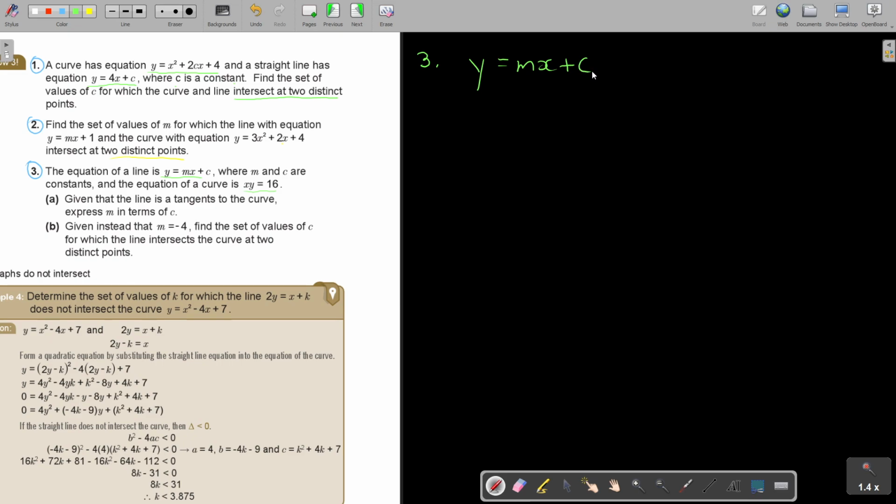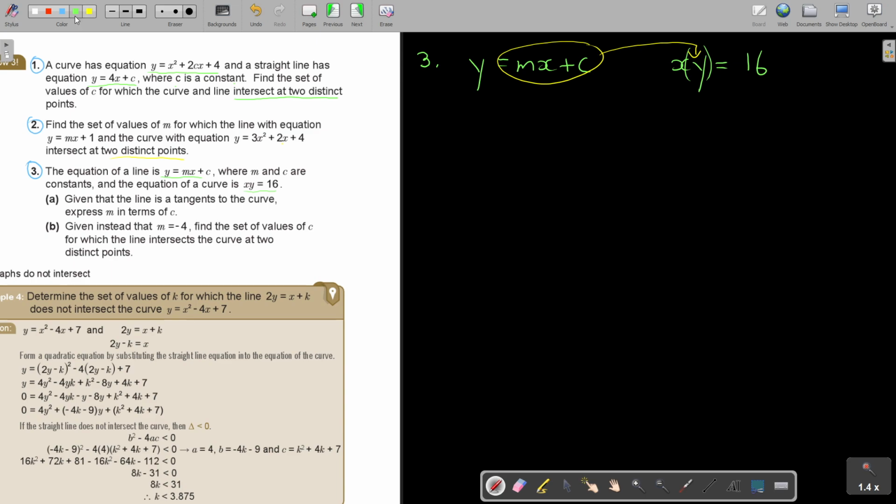So you're just going to write down xy is equal to 16. Okay, so I'm going to substitute again in y. I substitute, and I can just show you this in there.